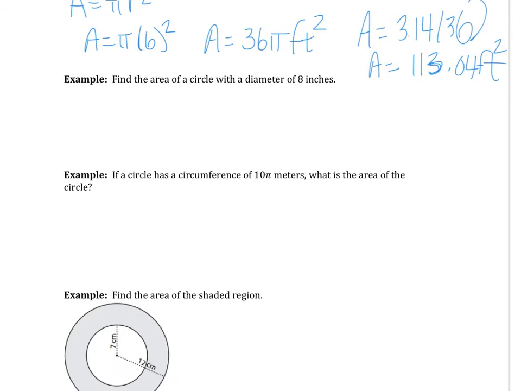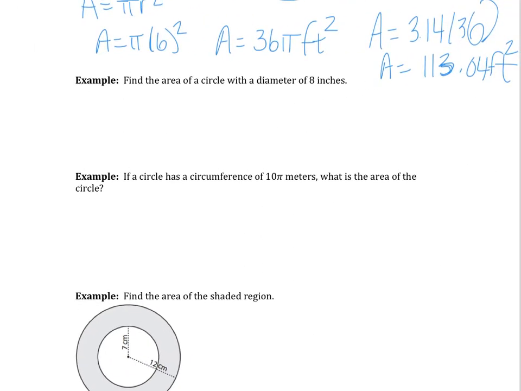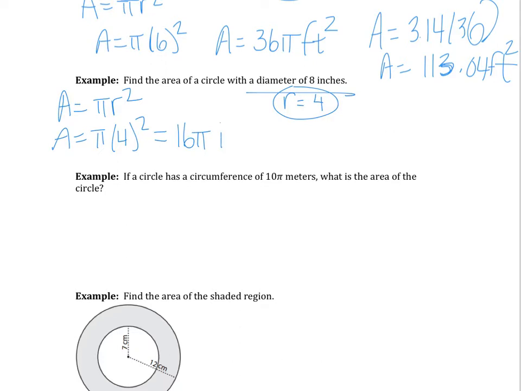Alright, next example here. Find the area of a circle with a diameter of 8 inches. So the diameter we know is all the way across the circle, so my radius for this would be half of that. So my radius is 4. Again, formula for area equals pi r squared. So area equals pi times 4 squared, or your exact answer is 16 pi. We're talking about inches squared. That approximate answer then, using 3.14 for pi, that would be 50.24 inches squared.